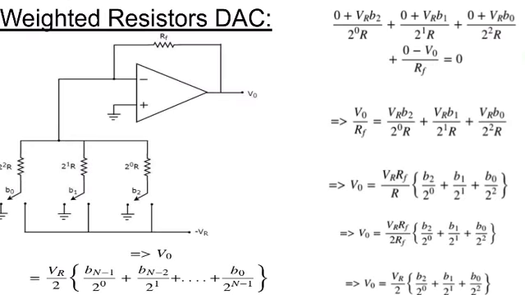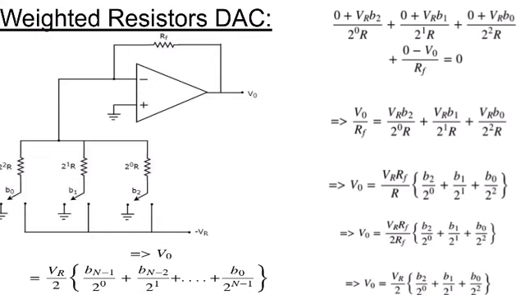A weighted resistor DAC produces an analog output which is almost equal to the digital, that means binary, input, by using binary weighted resistors in an inverting adder circuit. So a binary weighted resistor DAC is called a weighted resistor DAC. As you can see here, I have shown a diagram of the weighted resistor DAC.